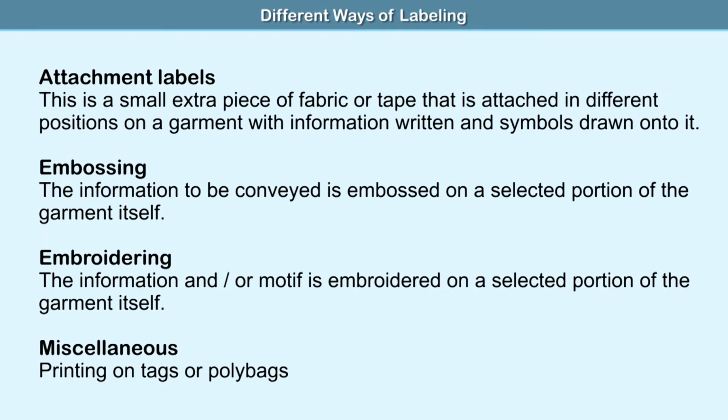Now there are different ways of labeling. We have attachment labels. This is a small extra piece of fabric or tape that is attached in different positions on a garment with information written and symbols drawn onto it. We have embossing. The information to be conveyed is embossed on a selected portion of the garment itself. The other way is embroidering. The information and or motif is embroidered on a selected portion of the garment itself. There are miscellaneous ways also, like printing on tags, poly bags, etc.